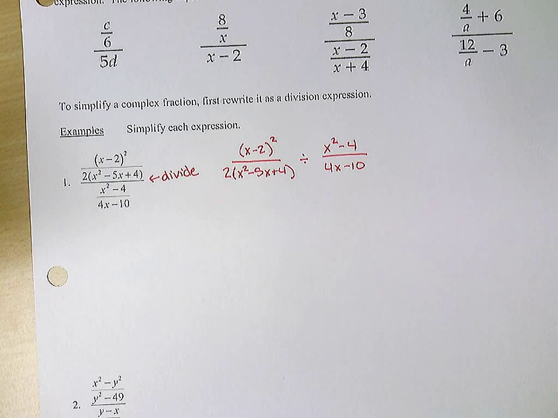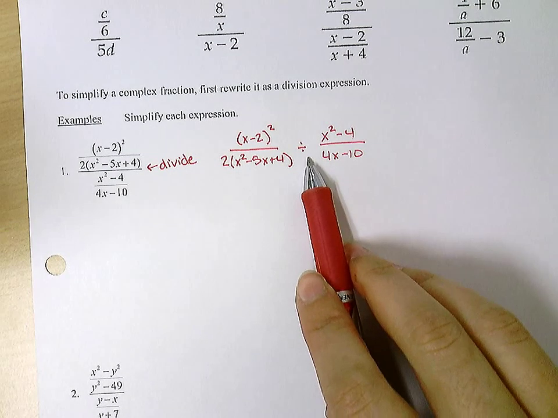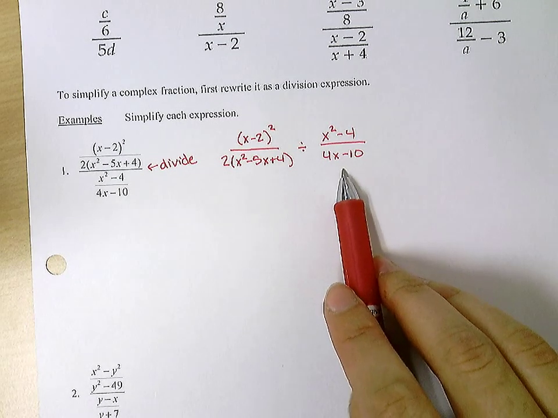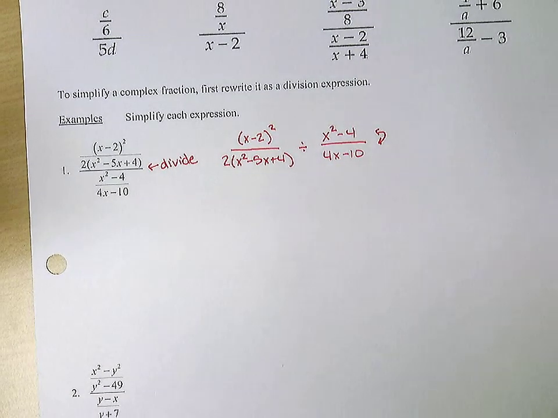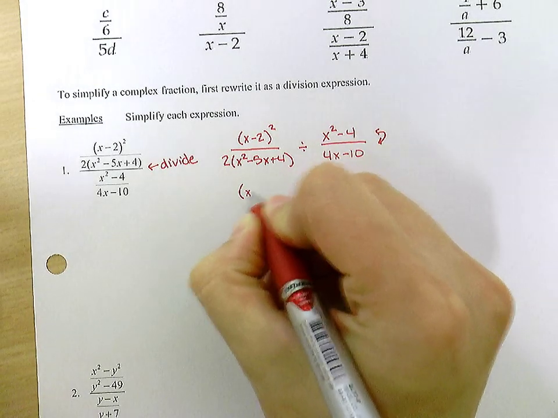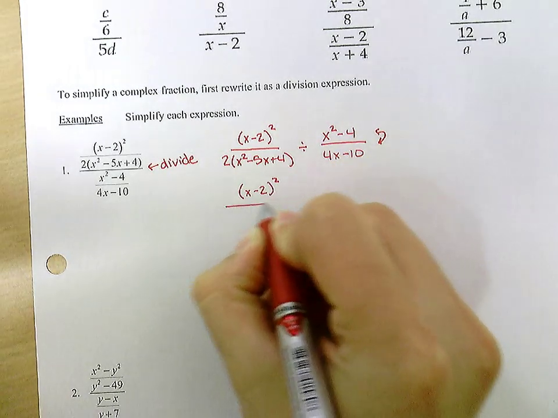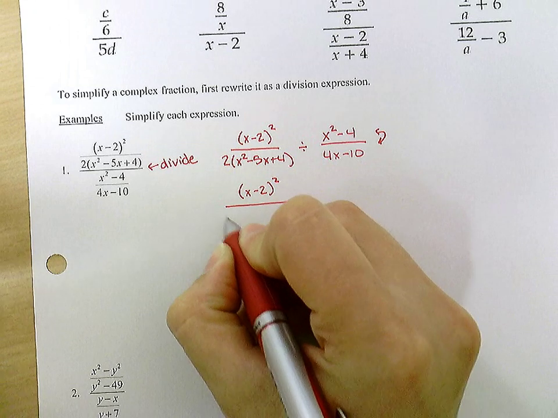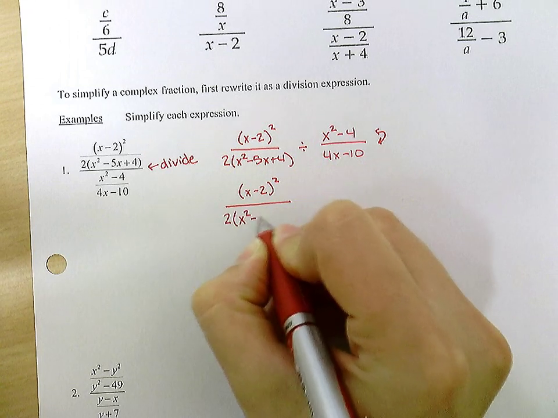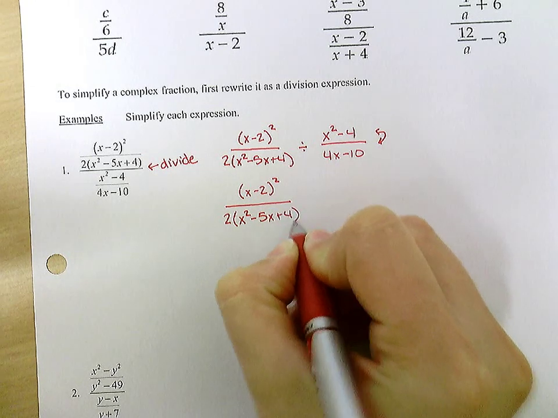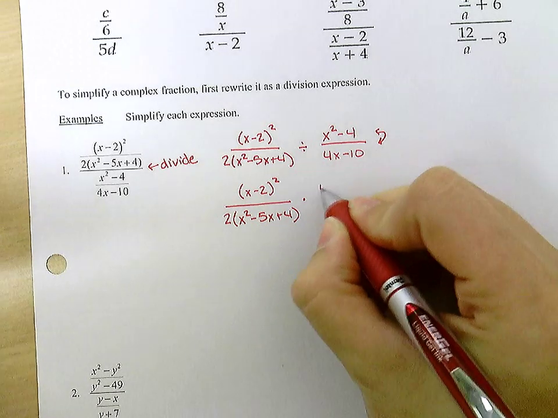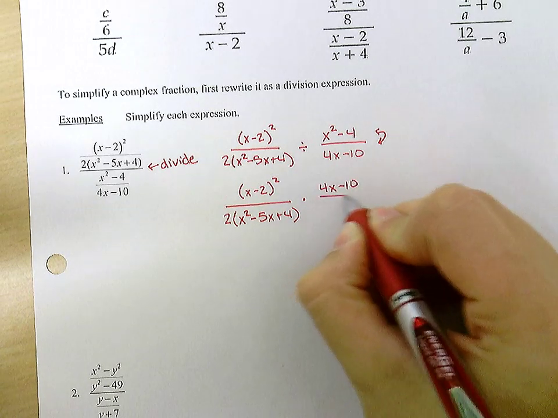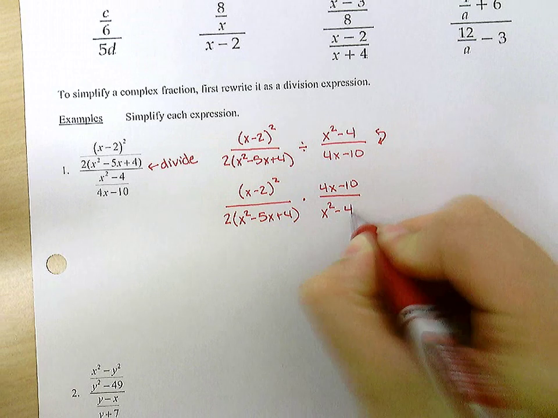You have that division of your fractions. If you have a division symbol here, what do I do to that second fraction? You flip it. You take the reciprocal so I can multiply. So this would be (x minus 2) squared over 2 times (x squared minus 5x plus 4), multiplied by that reciprocal, so (4x minus 10) over (x squared minus 4).